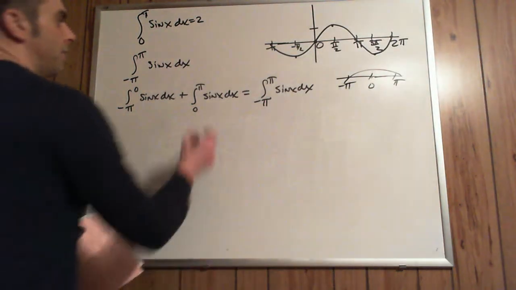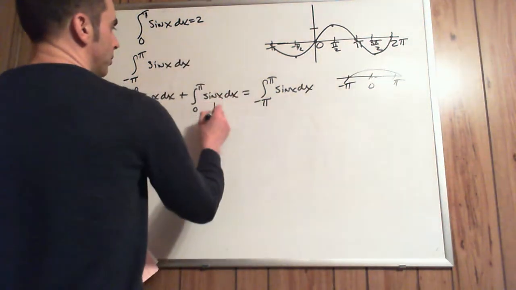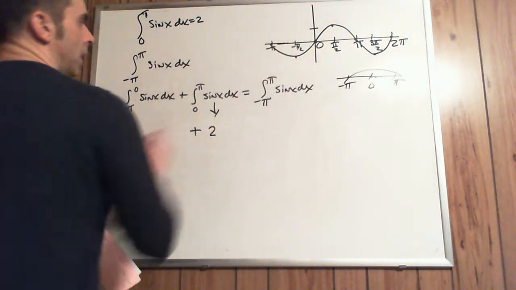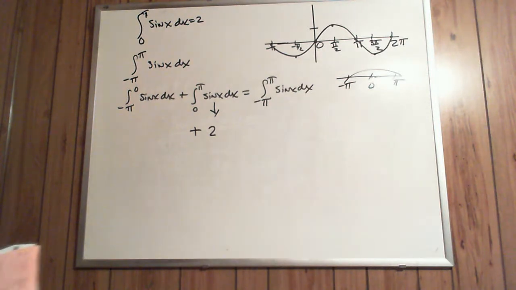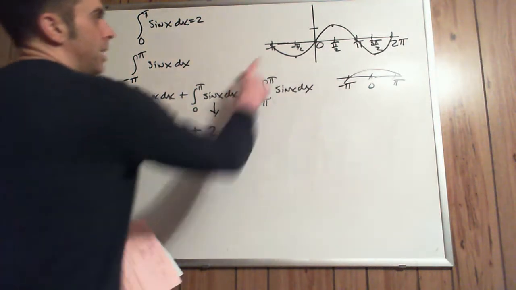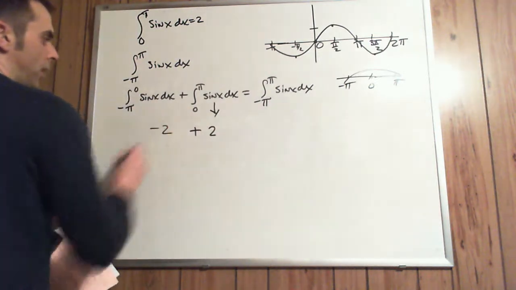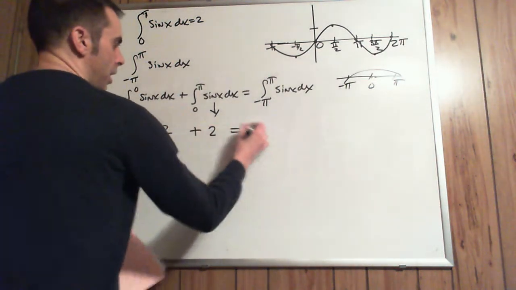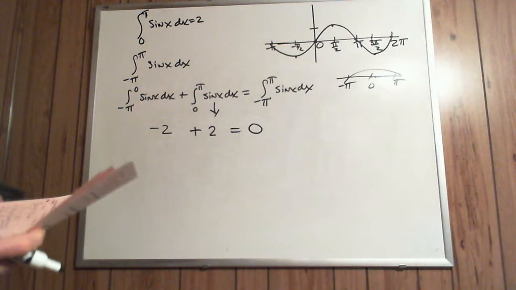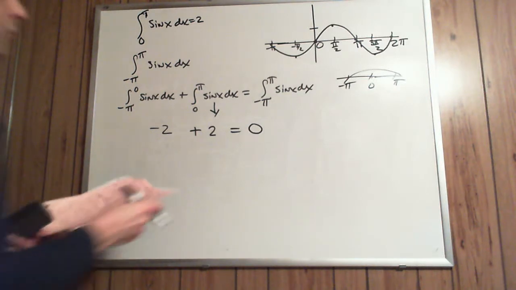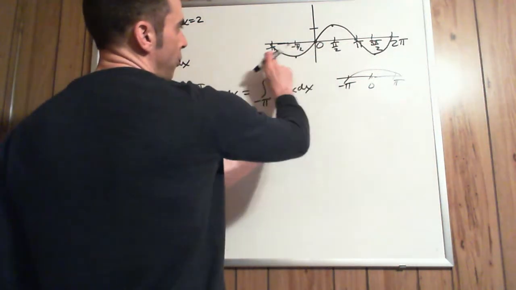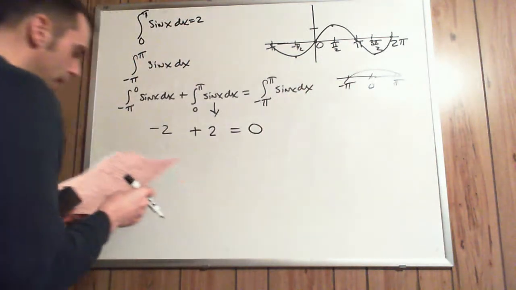Well, if from 0 to pi is 2, and using my knowledge about the graph of sine, then negative pi to 0 would not be 2, but negative 2 because it lies below the x-axis. If I add these, I would get 0. And that's what my logic would tell me from looking at the graph of sine from negative pi to pi.